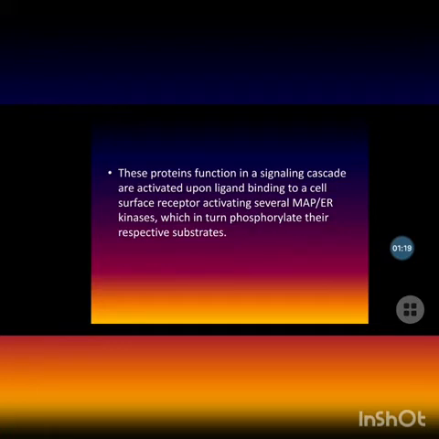They function in a signaling cascade, activated upon ligand binding to a cell surface receptor, activating several MAP kinases, which in turn phosphorylate their respective substrates. So each MAPK pathway contains several layered or tiered kinase cascade. They comprise various MAP kinases.